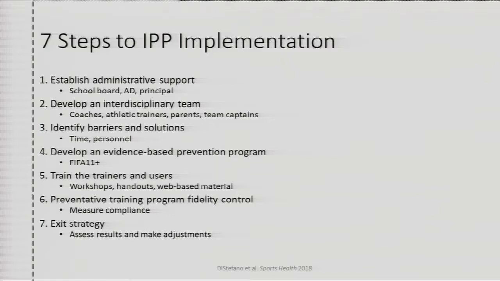So once you develop a team, you've got to identify barriers. Some of you only have one athletic trainer at your school. So a barrier might be personnel. How are we going to implement this? There's only one of me and we've got 10 teams. How are we going to do this? And time also: we don't have the time to teach everybody this. What are we going to do? So you identify the barriers and come up with possible solutions.